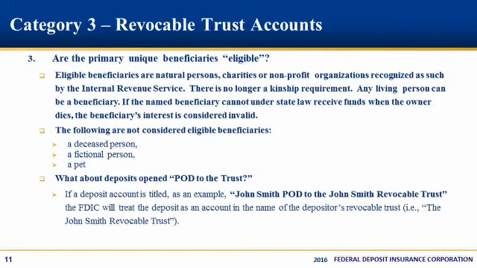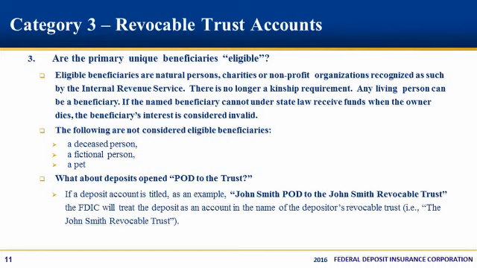What we mean by a primary unique beneficiary is that although a specific beneficiary may be named on multiple accounts, the FDIC will only count a specific beneficiary once in considering the number of eligible beneficiaries. In 2008, the FDIC changed the definition of a beneficiary for revocable trust accounts.